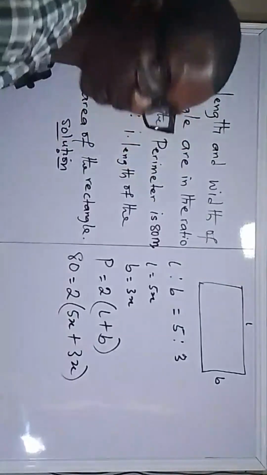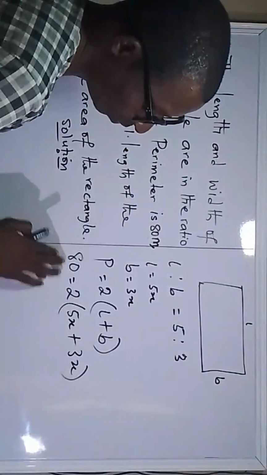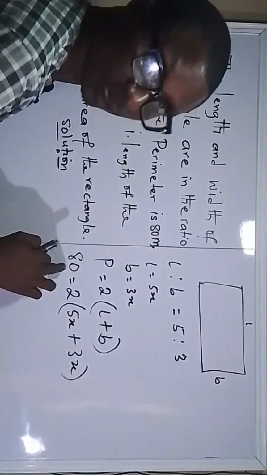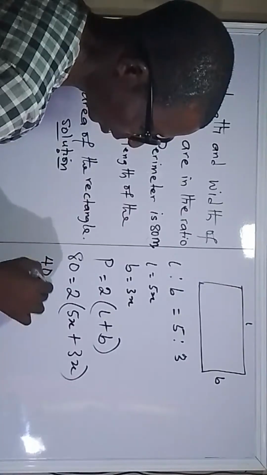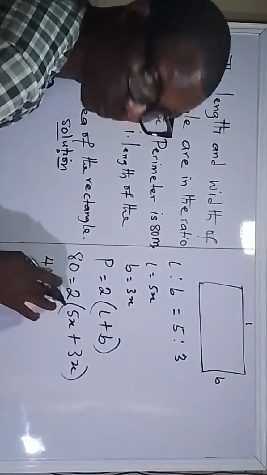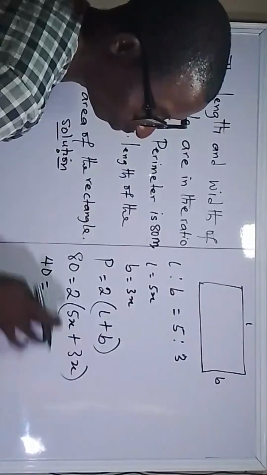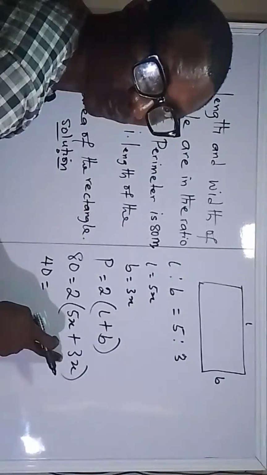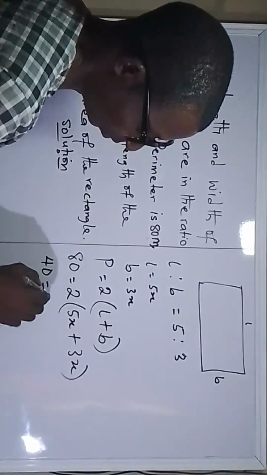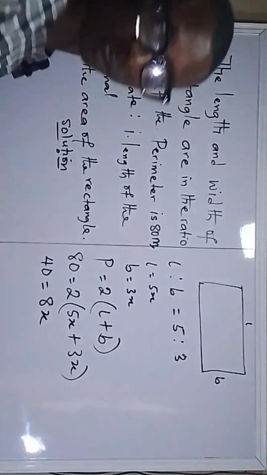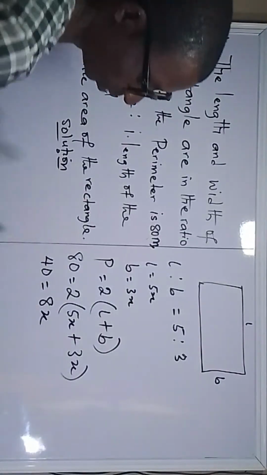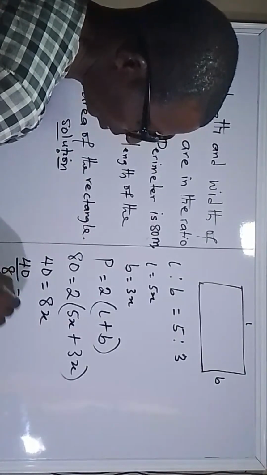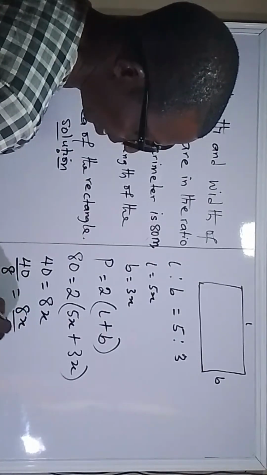All right. So now here you can divide both sides by 2. When you divide 80 by 2, you have 40. And that is equal to, when you divide this by 2, the 2 goes off. So what you'll be having here now is going to be 5x plus 3x, that gives you 8x. Now you divide both sides by the coefficient of x. So we have 40 over 8 equals 8x over 8.